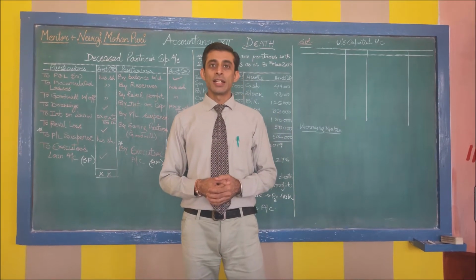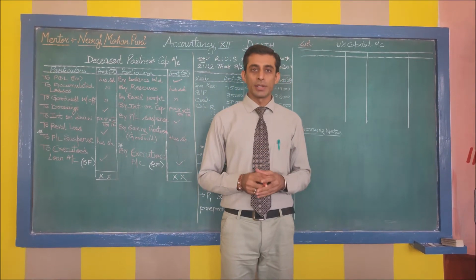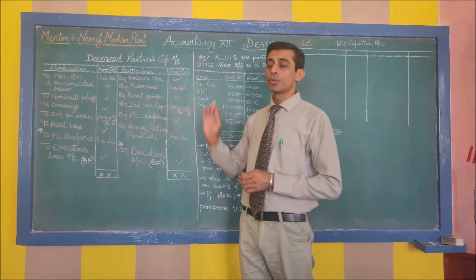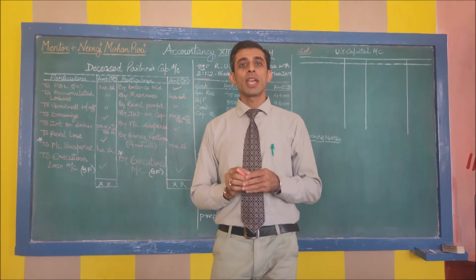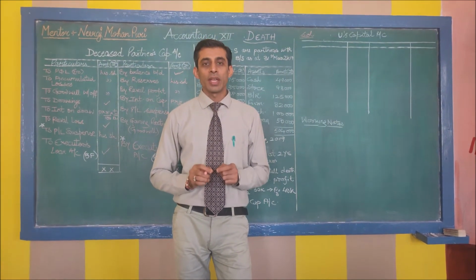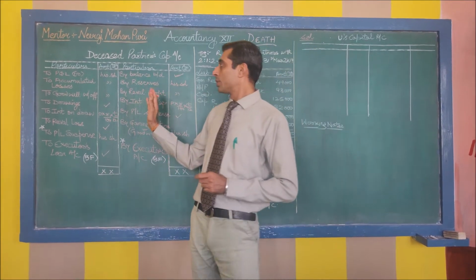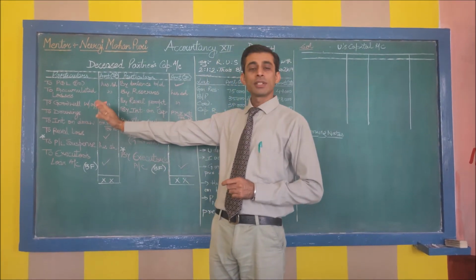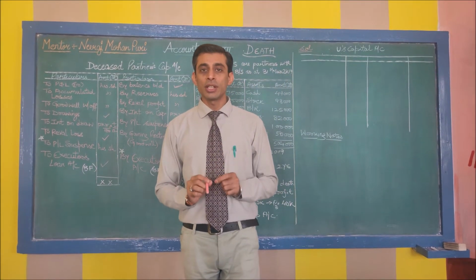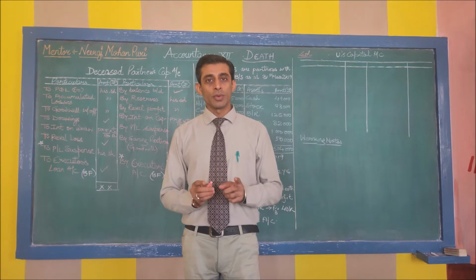This session is a continuation of our chapter, Death of a Partner. Today, I will be explaining how to prepare the deceased partner's capital account in the event of the death of any partner. Like any other capital account, it consists of two sides, the debit side as well as the credit side. Anything that increases the share of the deceased partner is credited and vice versa.